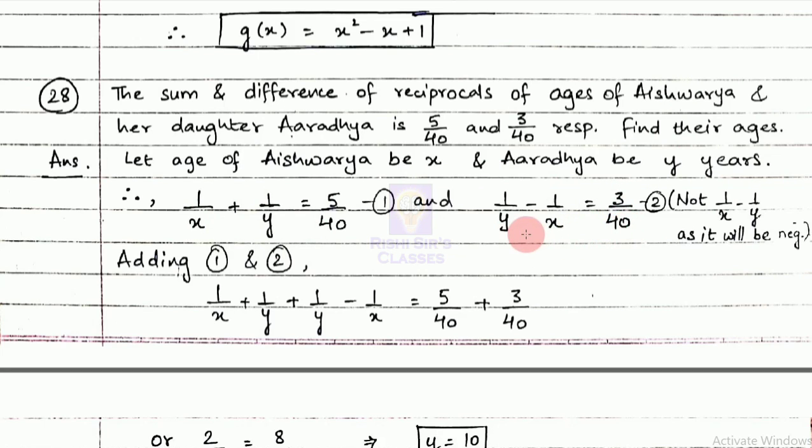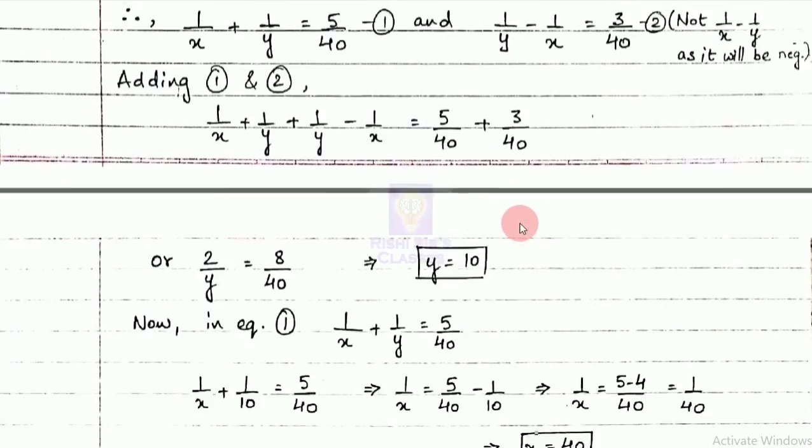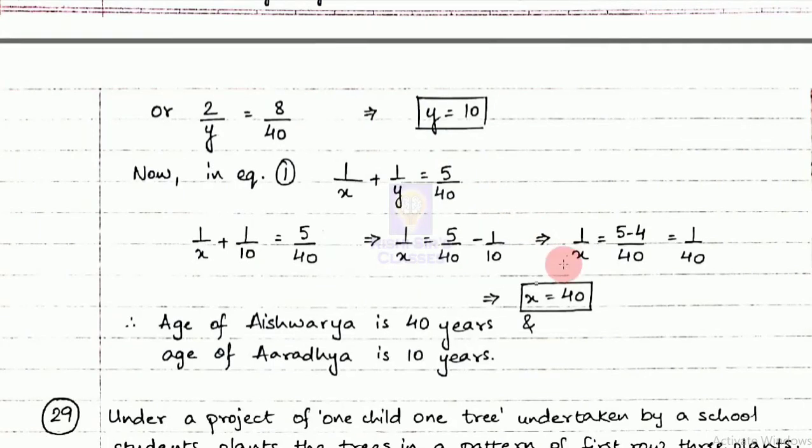Why will it be 1 upon y and not 1 upon x? Because whenever we are doing the reciprocal, the higher the denominator, the lower the fraction will be. So we will not take 1 upon x minus 1 upon y. We have to take 1 upon y minus 1 upon x. After then we can just simply solve them and we can find out the values of x and y. X is coming as 40 years and y is coming as 10 years.